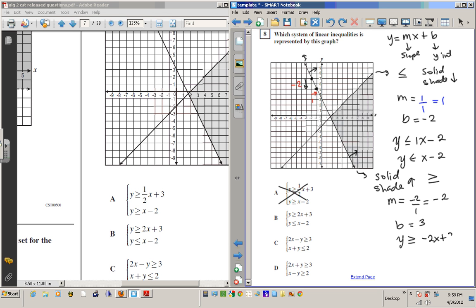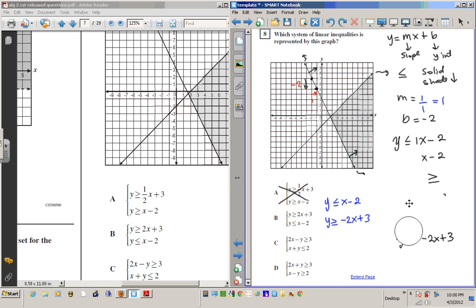Okay, so let me put my two equations right here and see which one matches. I have y is less than or equal to x minus 2, and then y is greater than or equal to -2x plus 3. All right, so let's see which one matches. Okay, which one does this one match? So let's see. Erase all of this.